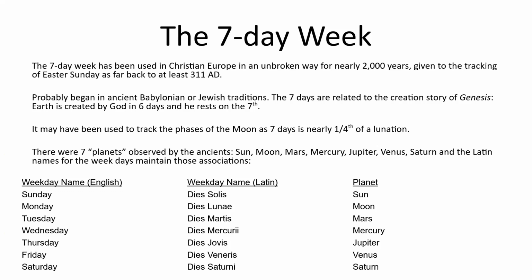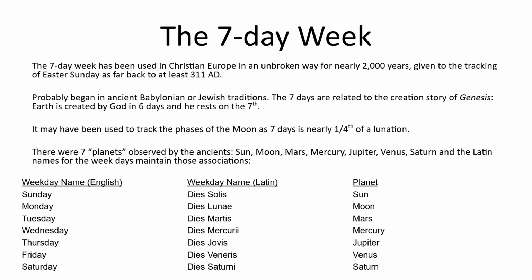It's also possible that it has other astronomical connections. The lunar cycle is 29.5 days. It's close to 28 days, but not quite. And so 7 days is nearly a quarter of a lunation, but it's not exact. So it's kind of useful, but not exactly useful for tracking lunar phases.